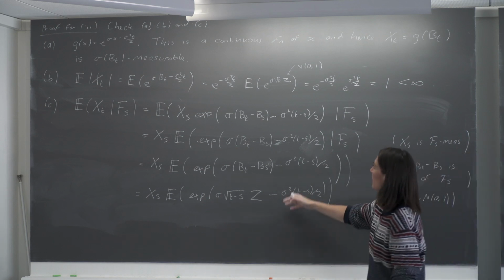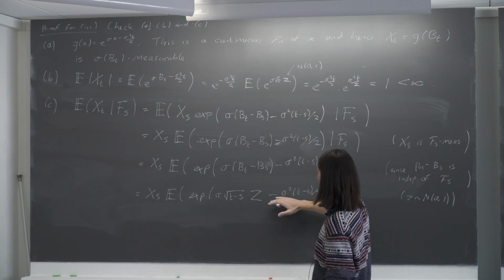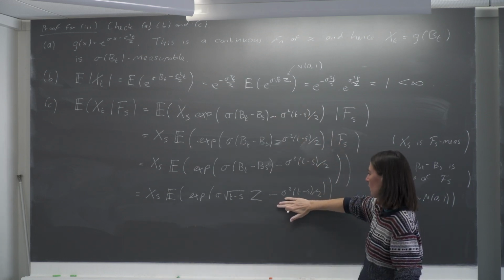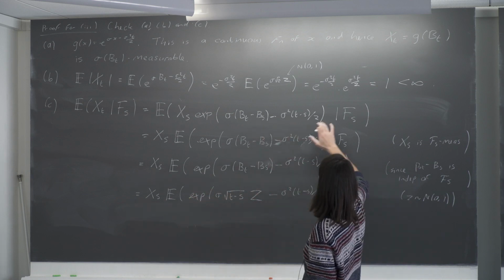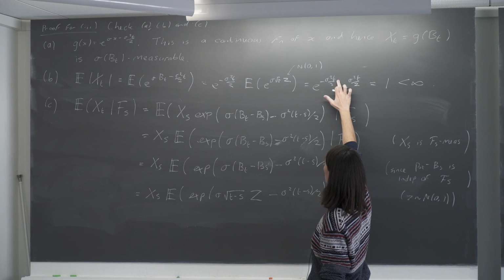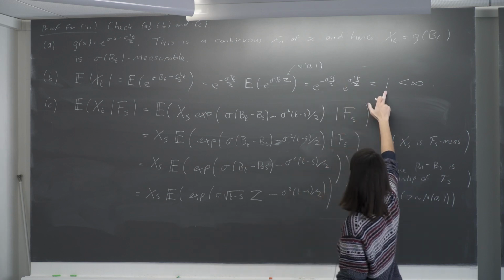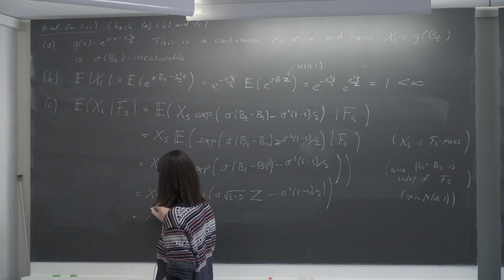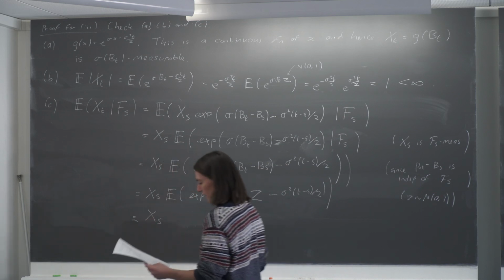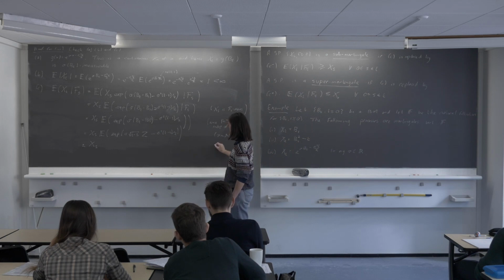And this is exactly the same computation that we did over here. We can pull out the e to the minus sigma squared (t minus s) over 2 outside, and then this just gives us this, but with t replaced by t minus s, and so they cancel, and we just get 1. And so this is equal to Xs, which is what we needed.